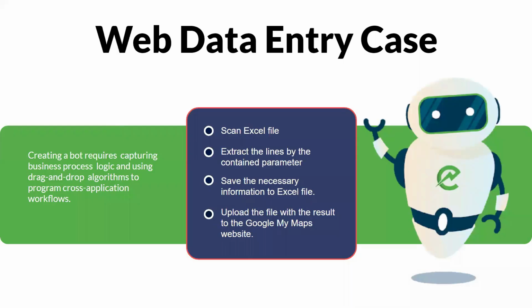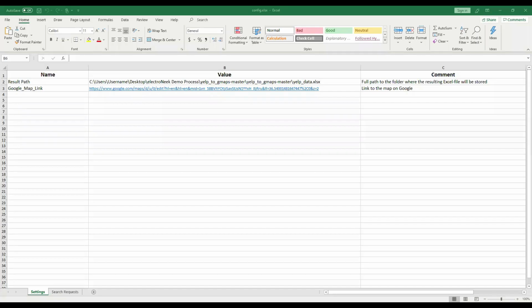Well, first, it will scan the configuration file, go to Yelp.com, search for the specified parameters that we give it, extract information about the places that we have specified, and enter this information on our map in Google My Maps. Thus, we will create our own map in which only these places will be marked. So let's start and show you the configuration file.